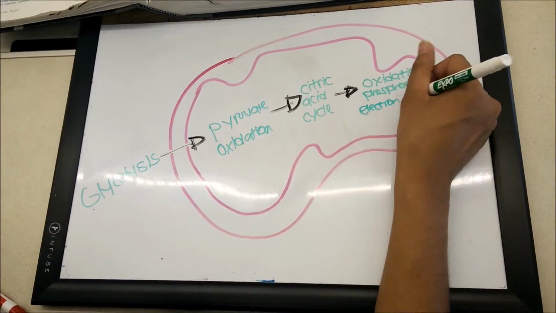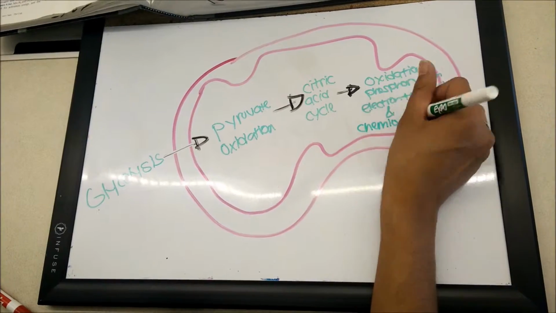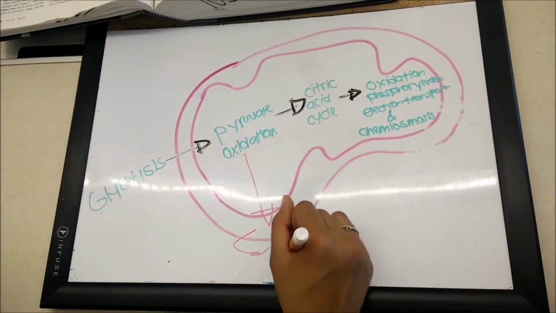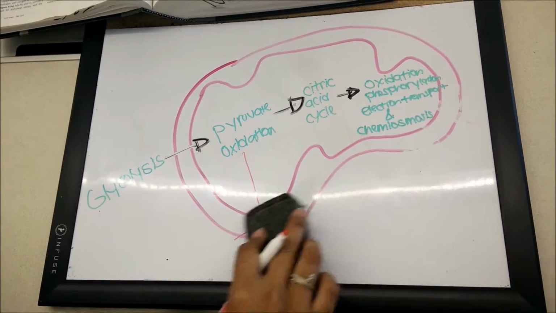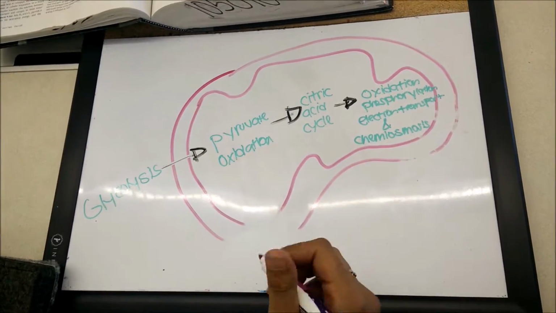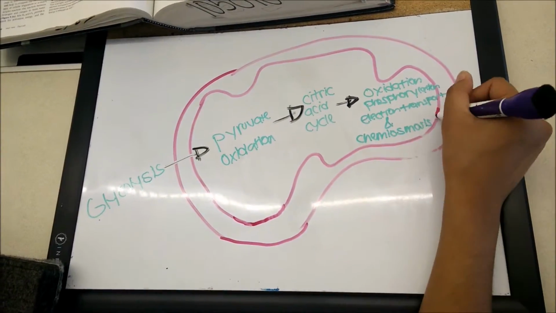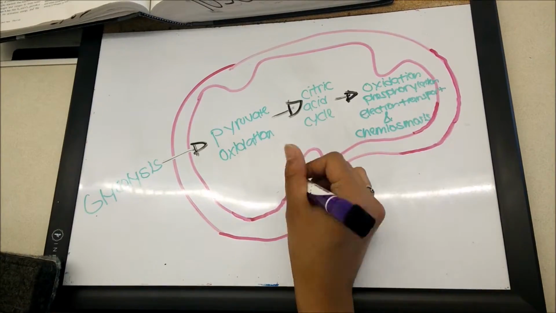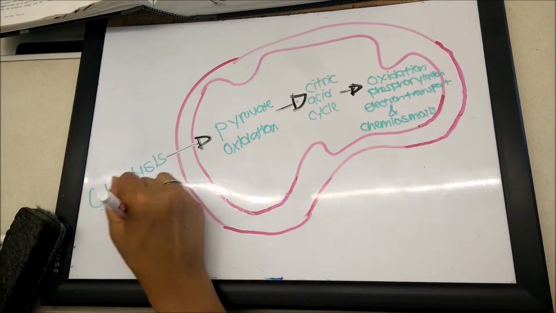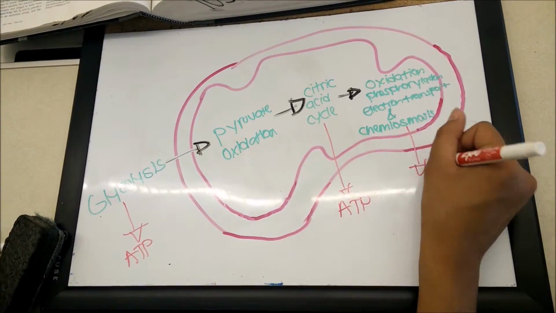So there are basically four major steps: glycolysis, pyruvate oxidation, citric acid cycle, oxidative phosphorylation, which includes electron transport chain and chemiosmosis. And three of these cycles produce ATP, which will result in about 30 or 32 ATPs, and all but glycolysis occur inside the mitochondria.